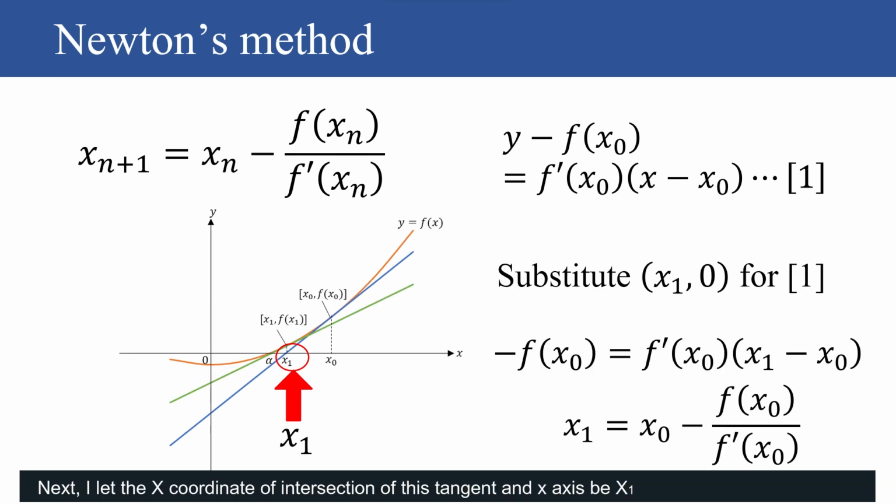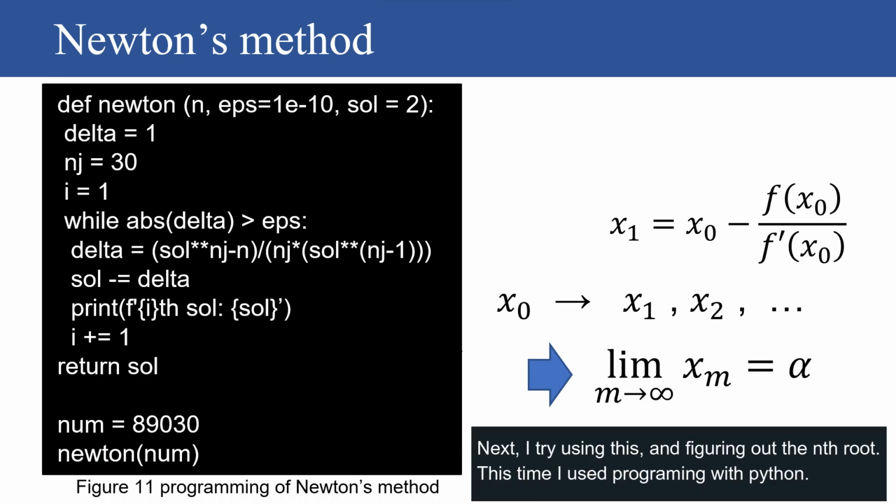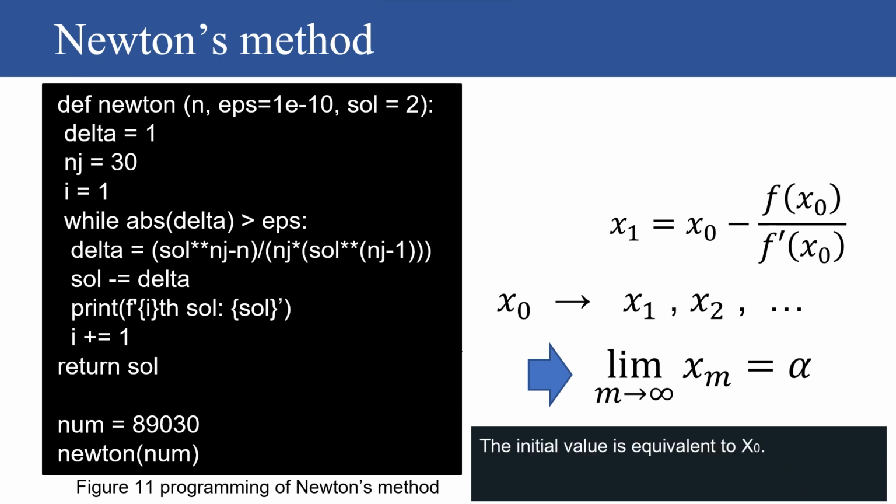Next, I let the x-coordinate of the intersection of this tangent and the x-axis be x1. An equation about the relation between x0 and x1 can be expressed like this. By using this equation, x1 is figured out from x0. In this way, I figure out x1, x2, and the like from x0. The x-coordinate of the intersection of the tangent and the x-axis approaches alpha arithmetically. The approximate value of alpha, that is the value of the nth root of mn, can be determined. Next, I try using this and figuring out the nth root. I use programming with Python. The initial value is equivalent to x0.